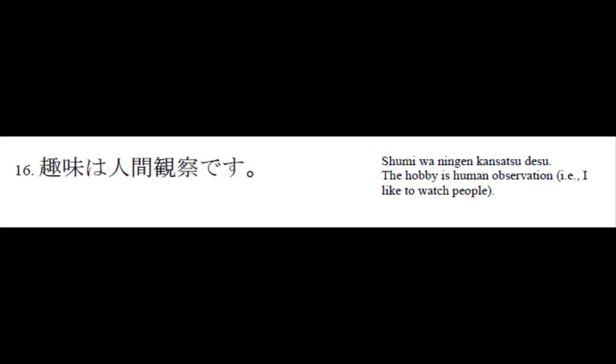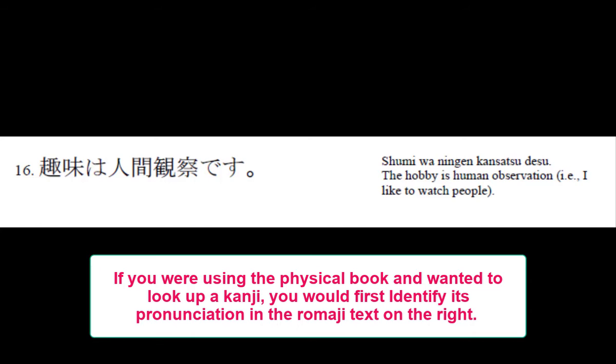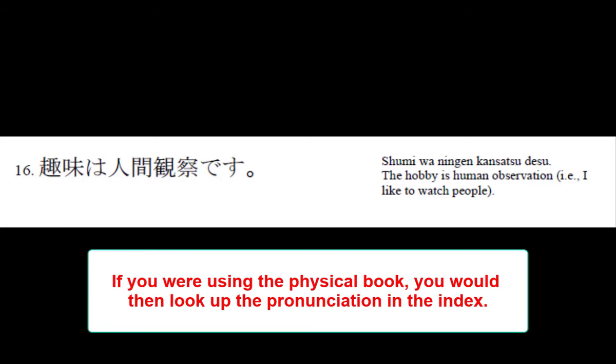If you've watched my previous video about Volume 1, you know that the process of looking up kanji while using the physical book is a little time-consuming. You first need to identify the kanji's Romaji pronunciation in the text to the right of the sentence, and then look up this pronunciation in the index at the back of the book. In this case, we can see that the first word in the Romaji sentence on the right is shumi, so we can be pretty sure that the pronunciation of the first kanji is shu. If I were using the physical book to look up this kanji, I would next look up shu in the index. I'll open the index as a digital file for illustration.